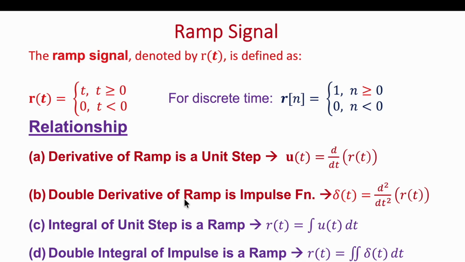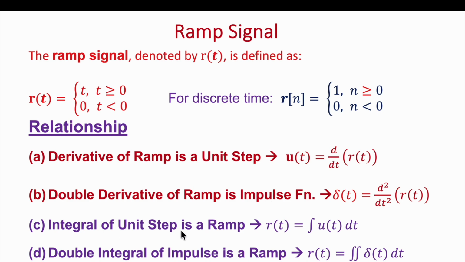If you take the double derivative of the ramp, that will be equal to the unit impulse signal. So if you take the double derivative, since r of t is equal to t, the double derivative will be equal to the impulse.